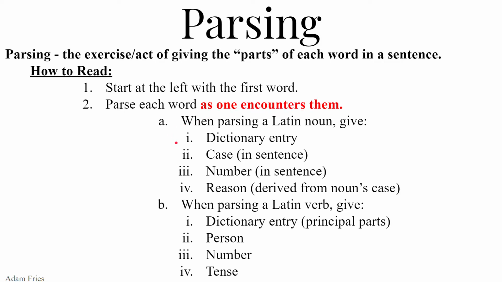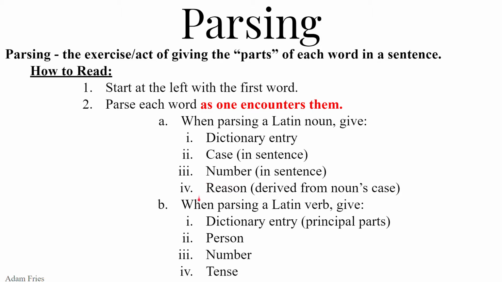So when parsing a Latin noun, you need to give the dictionary entry, the case of the noun in the sentence, the number, singular or plural, of the noun in the sentence, and then from that case, derive the reason, the job, the function, like subject, predicate nominative, direct object, motion towards. So find the reason. That's how you find the function. That's going to really help you translate. This is where the party's at. Reason, job, function.